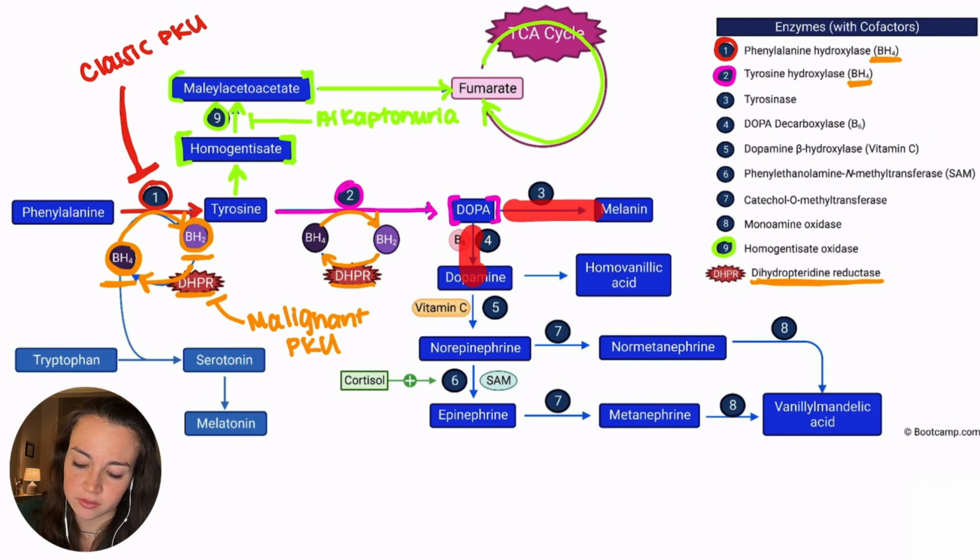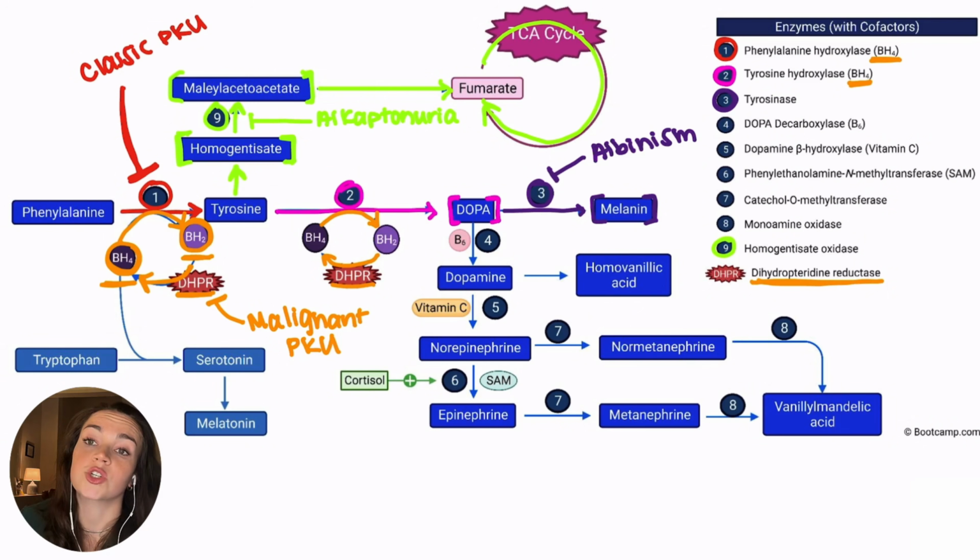And unfortunately, this reaction tree is about to keep splitting and splitting and splitting, so bear with me. DOPA can become one of two things. The first thing it can be broken down into is melanin via enzyme 3 here, which is called tyrosinase. Melanin is your skin pigment, so the darker your skin is, the more melanin you have. So if you have a defect in the enzyme tyrosinase, that is how you get albinism, which is a condition characterized by a lack of pigmentation. We'll talk about that in the next video too. So that's one thing DOPA can become.